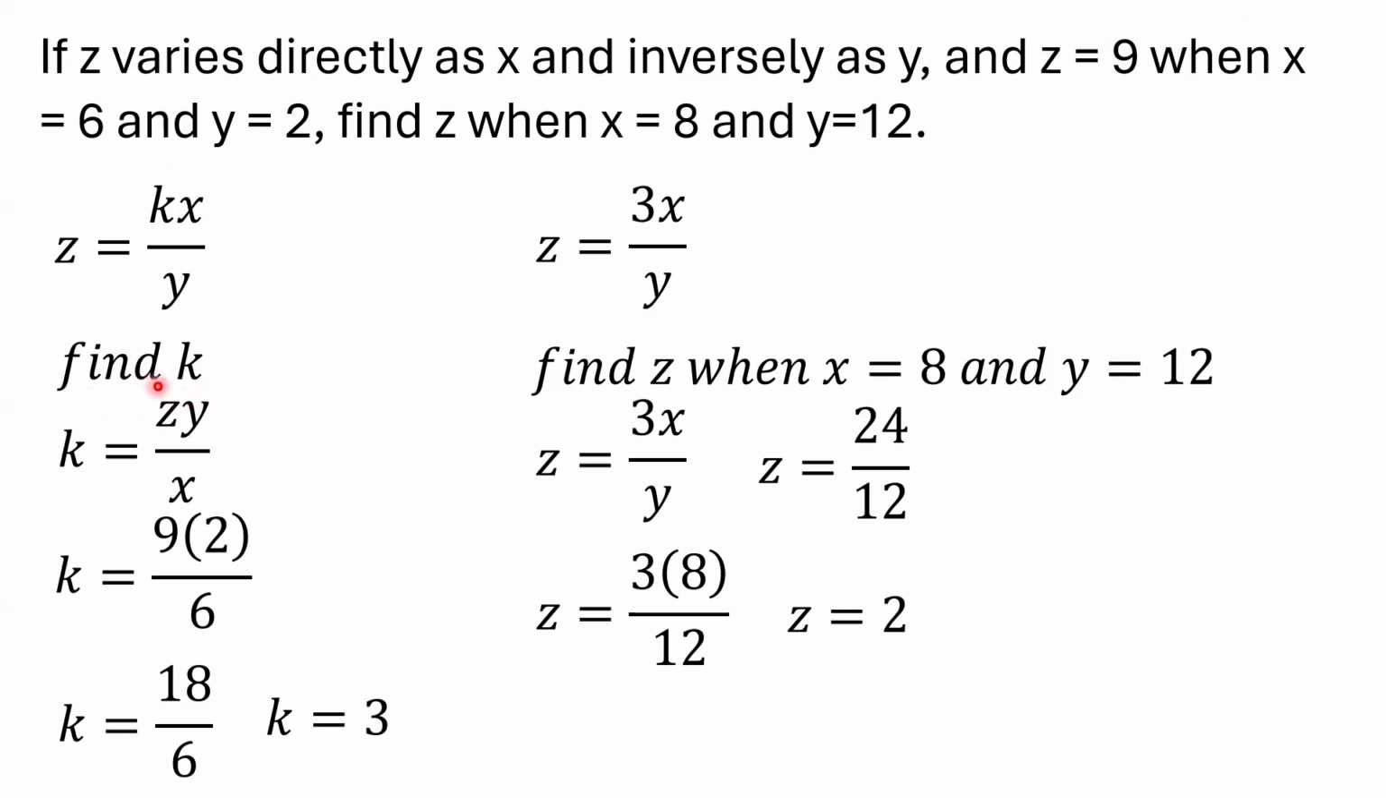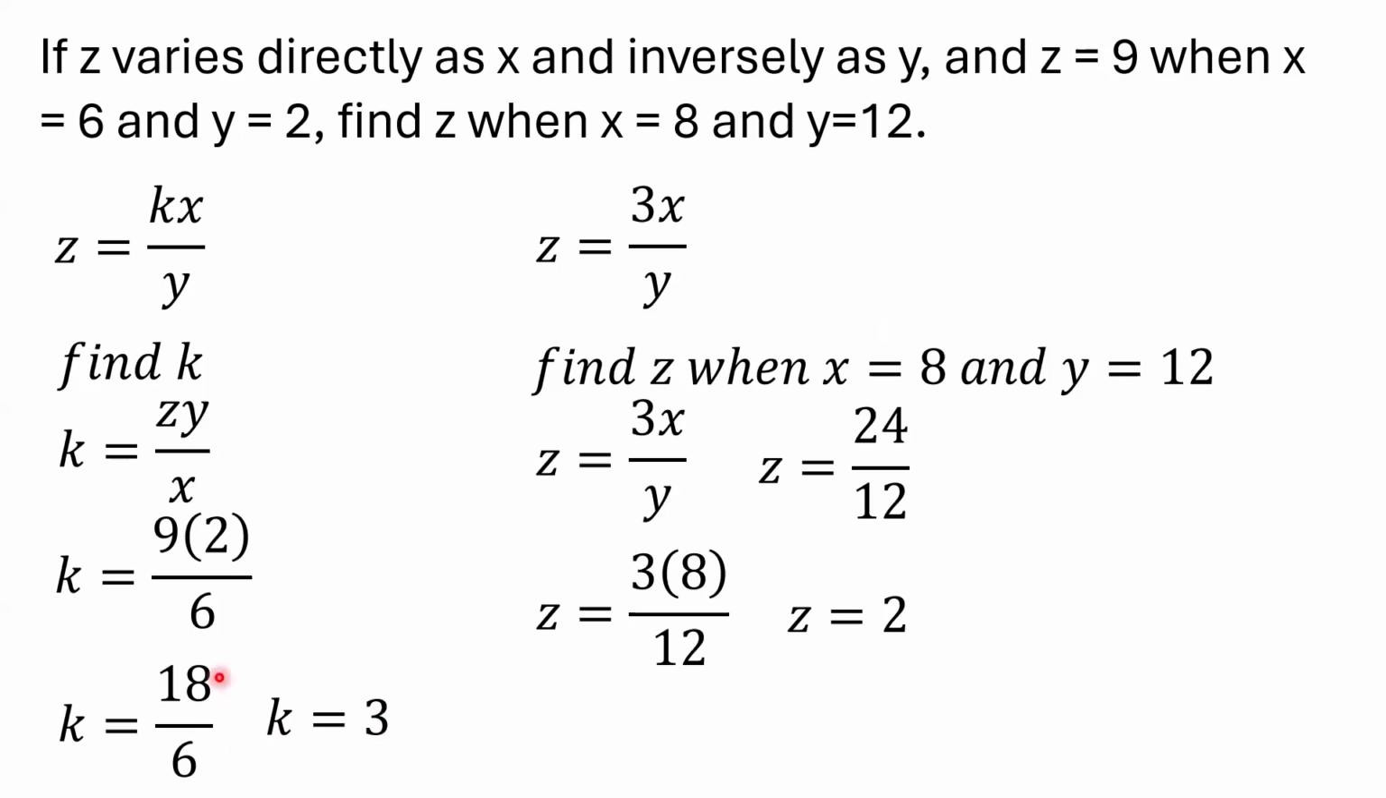In finding k, what I did was bring the x down, and put the y beside z. So k is equal to zy over x, where z is equal to 9, y is equal to 2, and x is equal to 6. Therefore, 9 times 2 is 18, and 18 divided by 6 is equal to 3. So my constant of variation is 3.